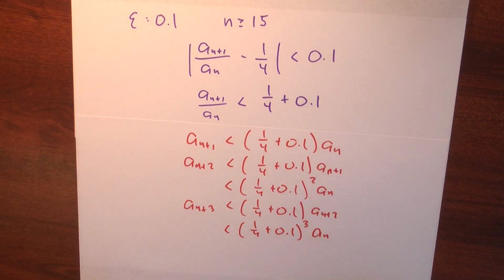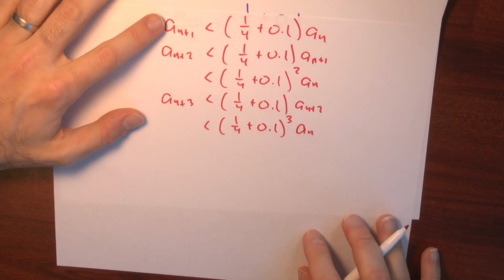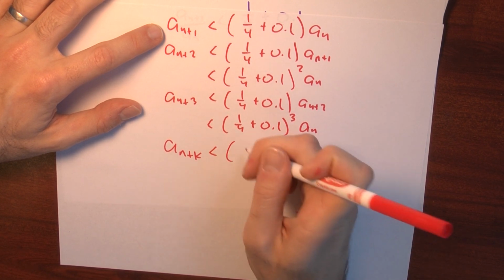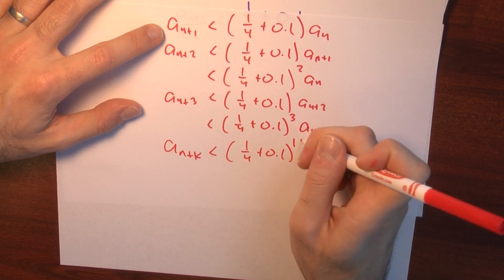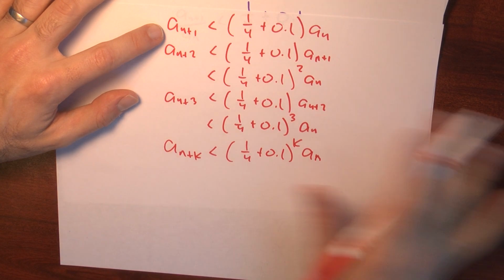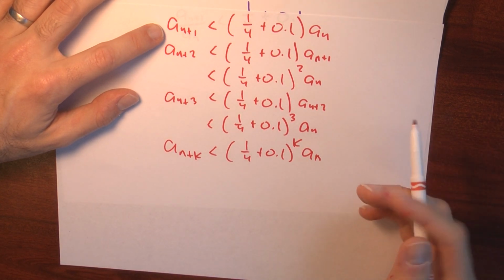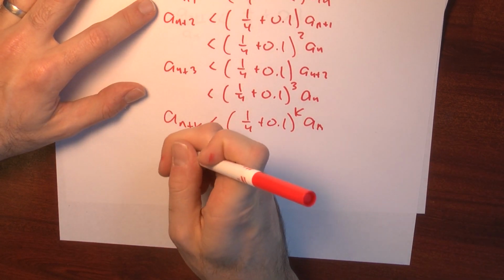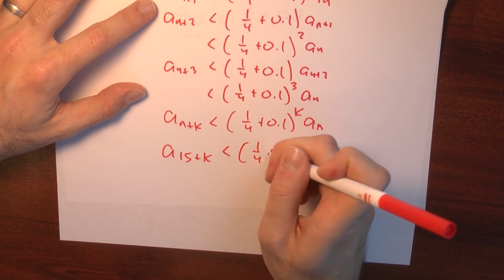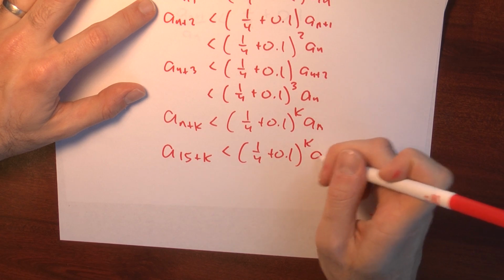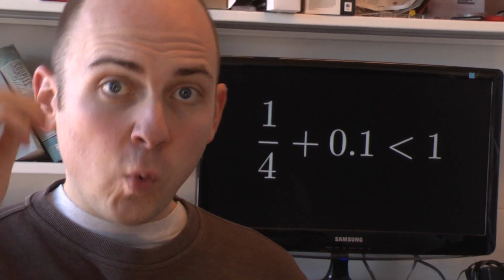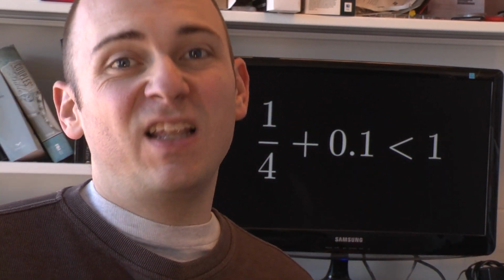Well, this works in general, right? What I'm really showing here is what? I'm showing that a sub n plus k is less than a quarter plus 0.1 to the kth power times a sub n. And this is true whenever n is at least 15. So in particular, I'm showing that a sub 15 plus k is less than a quarter plus 0.1 to the kth power times a sub 15. The key point here is that a quarter plus epsilon is still less than 1.